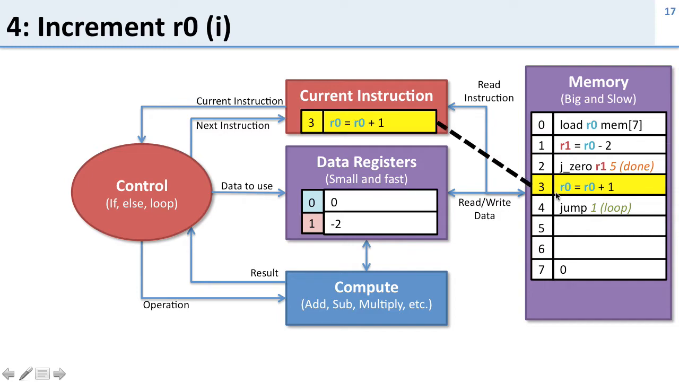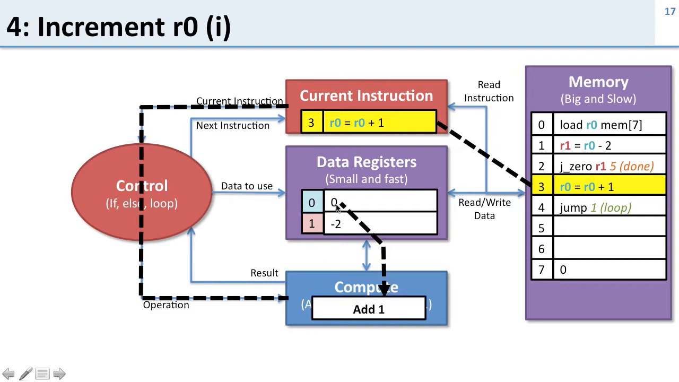We go ahead and load instruction 3. Instruction 3 says store into register 0, whatever's in register 0 now, plus 1. So the control goes down to the compute unit here, and it's going to do add 1. We're going to take the data from register 0, which is 0, add 1 to it, and put it back into register 0.